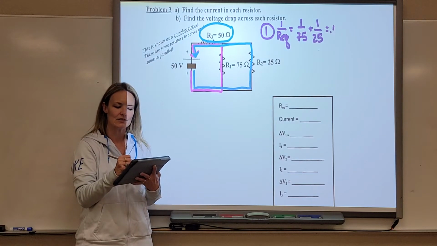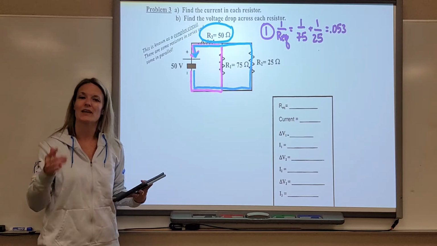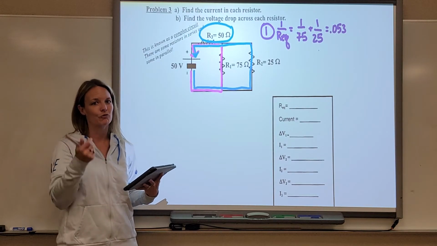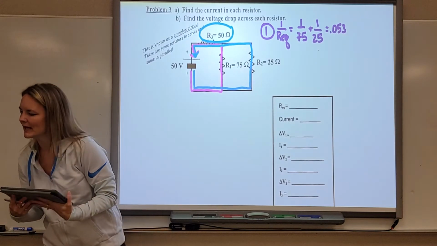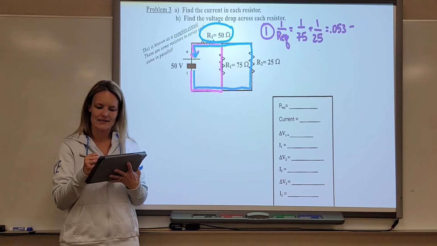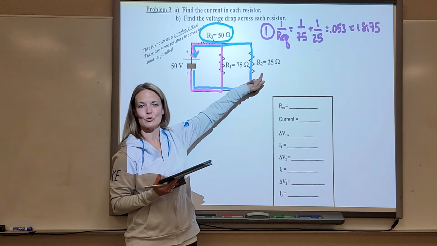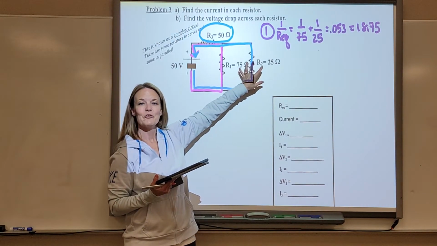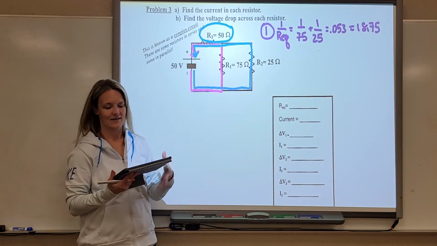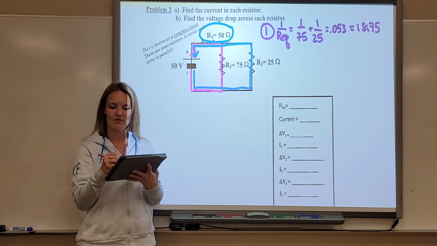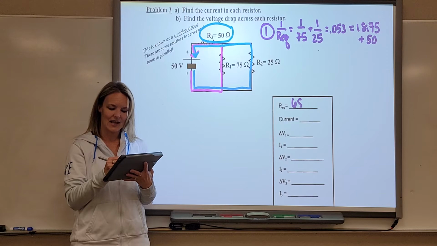I get 0.053. That is not my total resistance for those 2. That's 1 divided by, so I have to do that quick flip. I take 1 divided by 0.053, and when I do that, I get 18.75. That is the total resistance for the 2 parallel ones. I had to do them 1 over. From there, you add in the series regularly. So to the 18.75, I add 50 to get a total of 68.75.